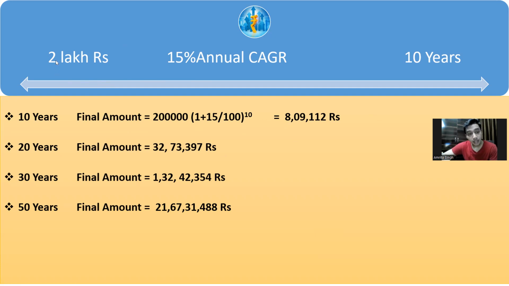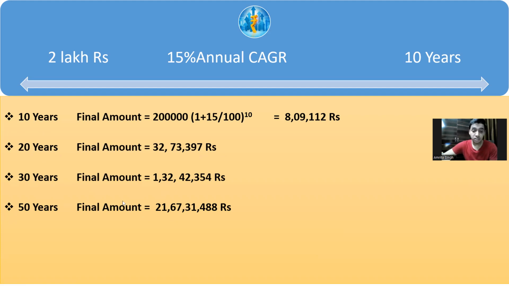You can see how just by investing 2 lakh rupees in the stock, you can make 8 lakh rupees in just 10 years. And if you increase your investment duration from 10 years to 20 years, your final amount is going to be 32 lakhs or so. If you increase it to 30 years, your final amount is going to be 1 crore 32 lakhs. And if you increase the investment period to almost 50 years, your final amount is going to be 21 crores.